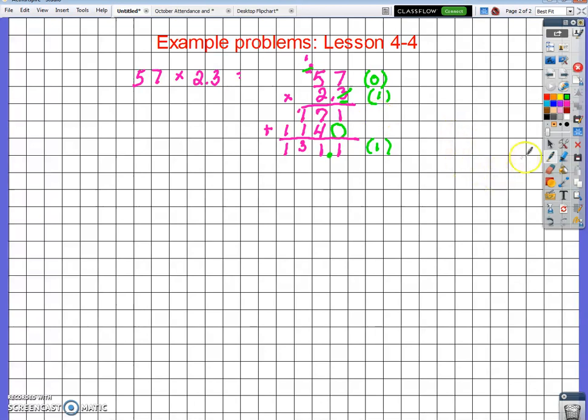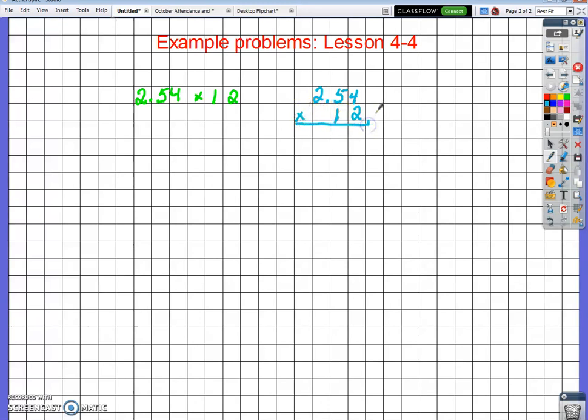I think we ought to do probably one more, and we'll just kind of see how this one goes. Let's do 2 and 54 hundredths times 12. And again, what we want to be doing here is we want to stack them. We want to put them on top of each other. I want to line up my digits. So I'm going to write 2 and 54 hundredths because in my head this is 254. Remember, I multiply without looking at the decimal, and I'm going to multiply that by 12. So I line up my digits and let's multiply.